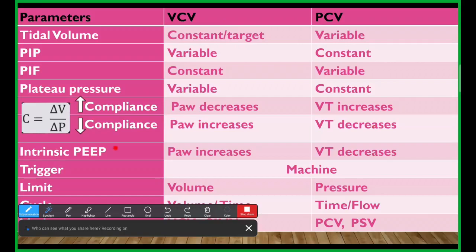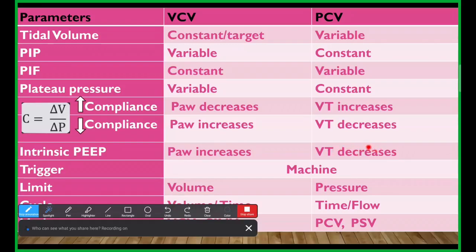Now coming to the intrinsic PEEP in both types of ventilation. What is intrinsic PEEP? Where is it seen? Intrinsic PEEP is always seen in COPD, chronic obstructive pulmonary disease. So there is an obstruction or an airway resistance. In case of airway resistance, you all know the airway pressure increases. Since the volume is controlled or constant, airway pressure increases. Whereas in pressure control ventilation, the pressure is constant, so in this case the tidal volume decreases, because chronic obstructive pulmonary disease is always an expiratory flow limitation disease. So the tidal volume gets decreased.